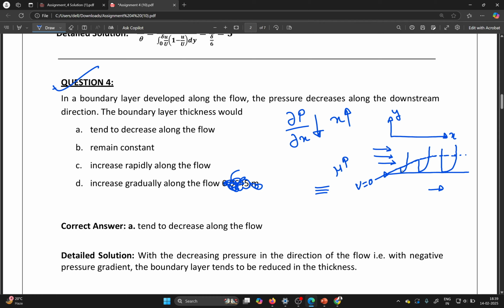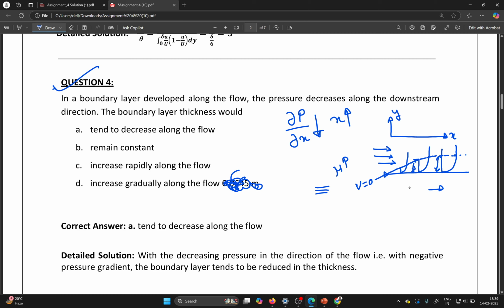As we move from here to here, the mass of the fluid here is more compared to here. So that's why the more mass, that is the more viscosity, that is the more layers of fluid, will try to reduce your velocity. So that's why the variation in the velocity, that is this depth, is increasing towards the downstream direction.